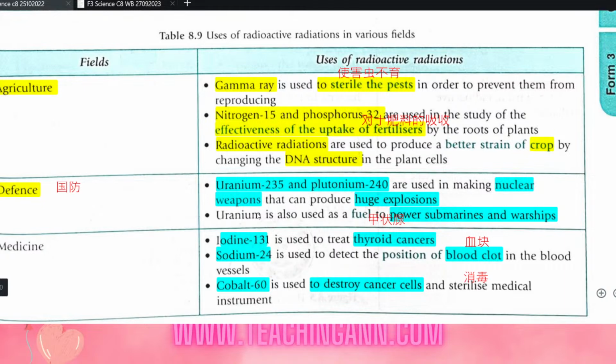Defense: uranium-235 and plutonium-240 are used in making nuclear weapons that can produce huge explosions. Uranium is also used as a fuel to power submarines and warships. Medicine: iodine-131 is used to treat thyroid cancers. Sodium-24 is used to detect the position of a blood clot in the blood vessel. Cobalt-60 is used to destroy cancer cells and sterilize medical instruments.